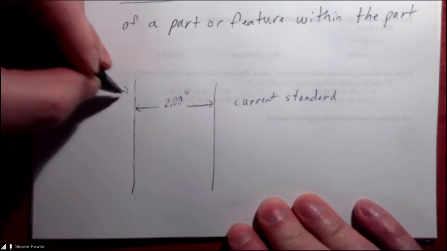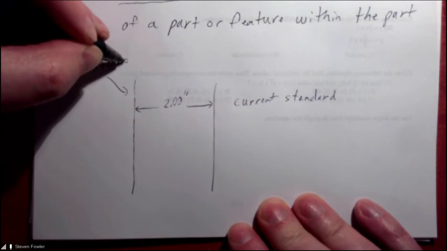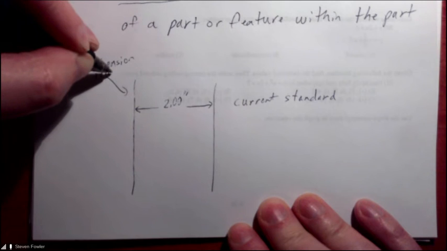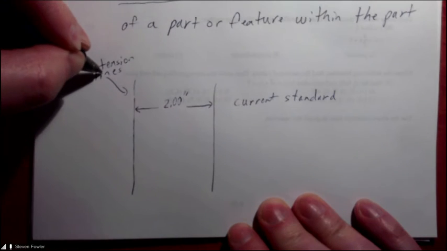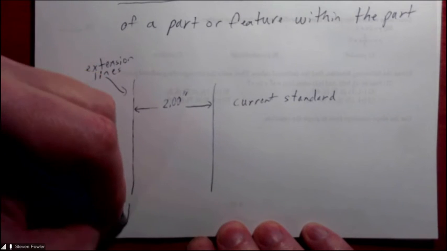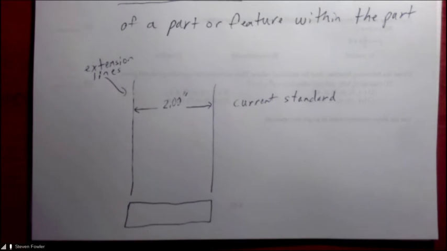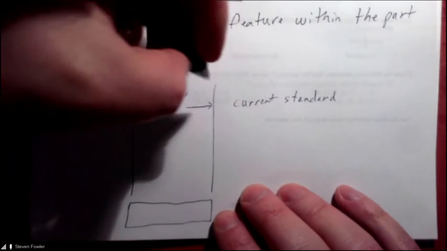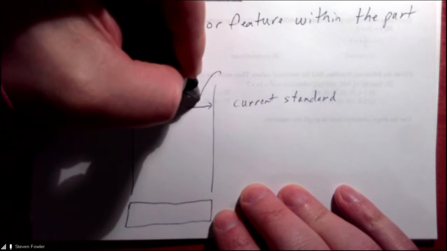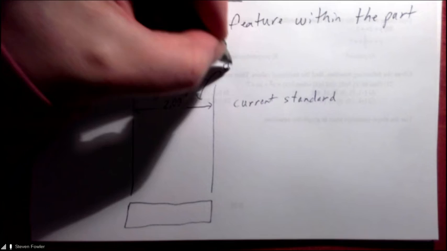And again, we talked about line types early on. We said that these are extension lines. These are thin, solid lines that indicate what is being dimensioned. We've got some kind of object down here that is 2 inches in width in this case. And these here with the arrowheads, these are what we call dimension lines.